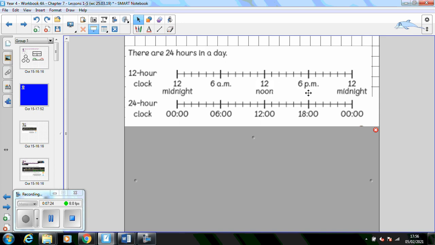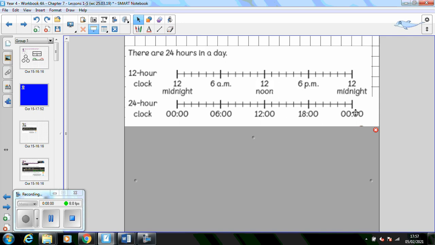So 6 p.m. can also be called 1800 hours, or it can be written as 18 hours and no minutes. And we carry on counting up until we get to 23 hours, which is 11 o'clock p.m. And then as we get to the 24th hour being completed, remember we're moving on to the next day. So we go back to no hours and no minutes.